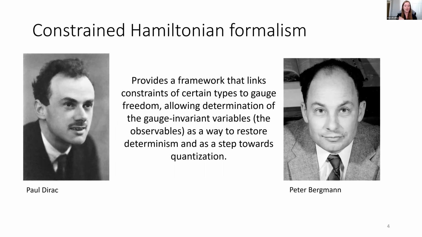And this is a formalism that originates particularly with these figures, Paul Dirac and Peter Bergmann. And their motivation for this formalism was to provide a framework that links constraints of certain types to gauge freedom. And in doing so, would allow one to determine what the gauge invariant variables are, the variables that do not vary under the gauge transformations, which are otherwise known as the observables, as a way, firstly, to restore determinism in one's theory by defining the theory just in terms of these observables. And very importantly for these figures, particularly as a step towards quantization. And indeed, a standard way of quantizing a theory known as canonical quantization comes from this formalism.